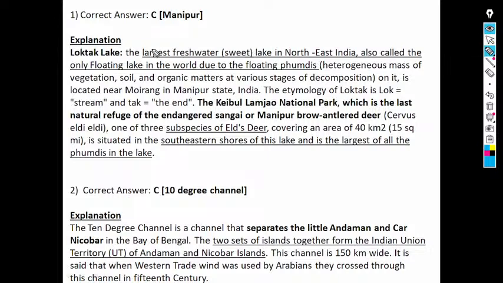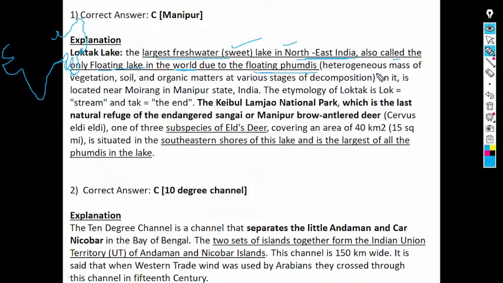Loktak Lake is situated in the Indian state of Manipur. Manipur is a state in the northeastern region. If I draw the thematic map here, Manipur is here. Loktak Lake is the largest freshwater lake in northeast India. It is also called the only floating lake in the world, due to the floating phumdis.